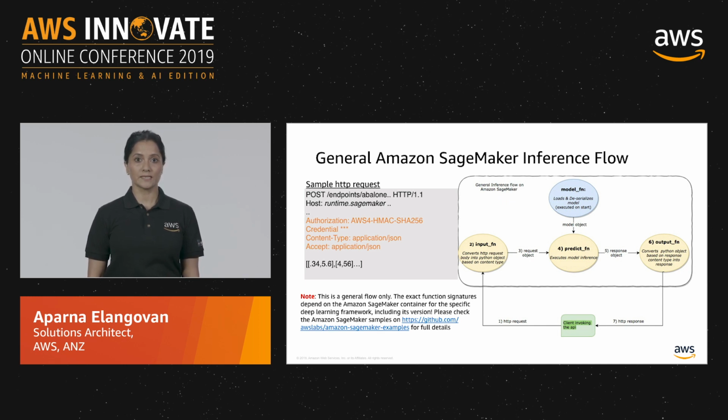Once the input is parsed into a Python object, the input object is passed to a predict function to run inference. The resulting prediction object is then passed to an output function that serializes the Python object depending on the response content, based on the accept header in the request. Please note that the exact details depend on the framework and the version, so do check the SageMaker documentation.